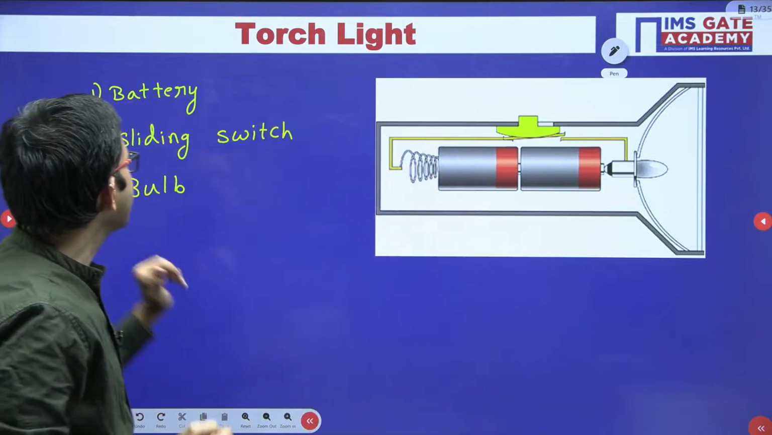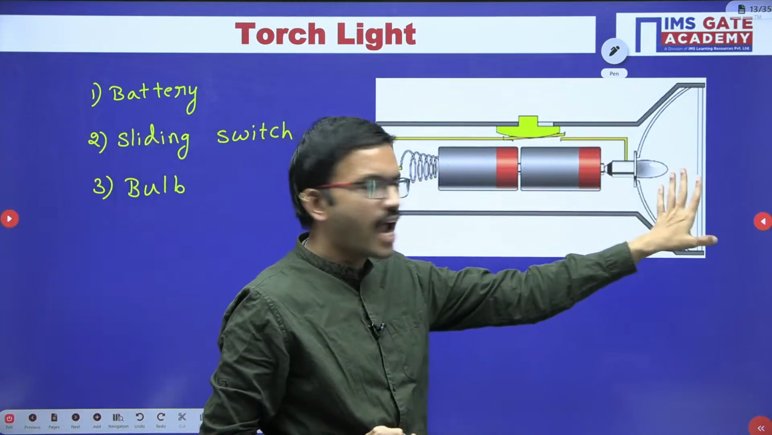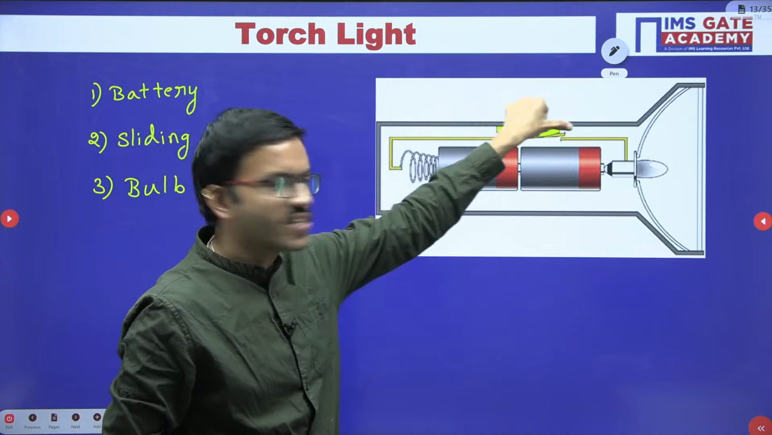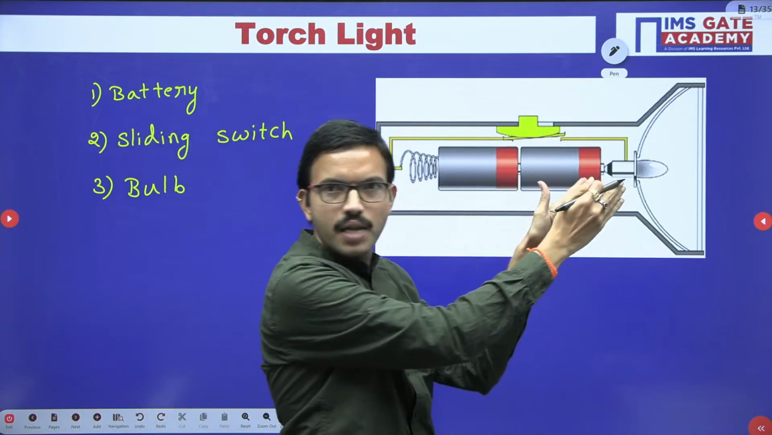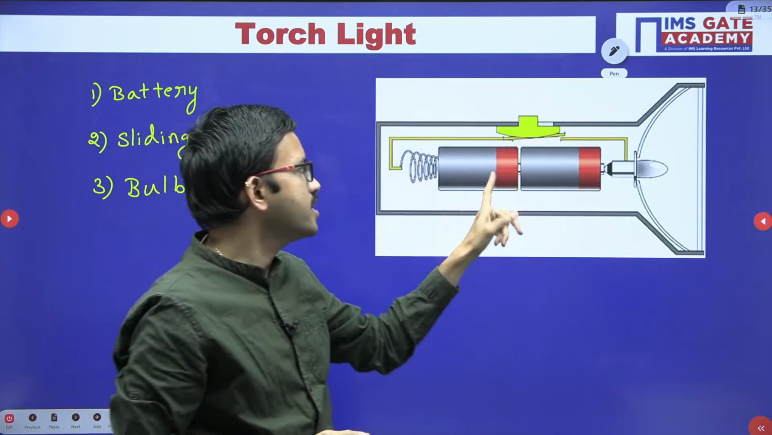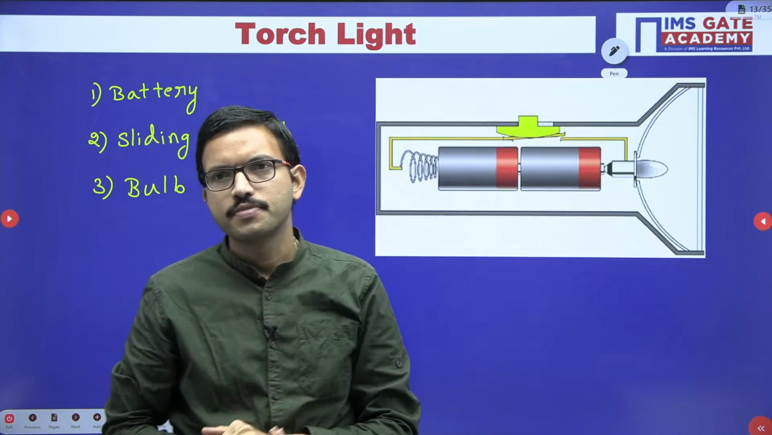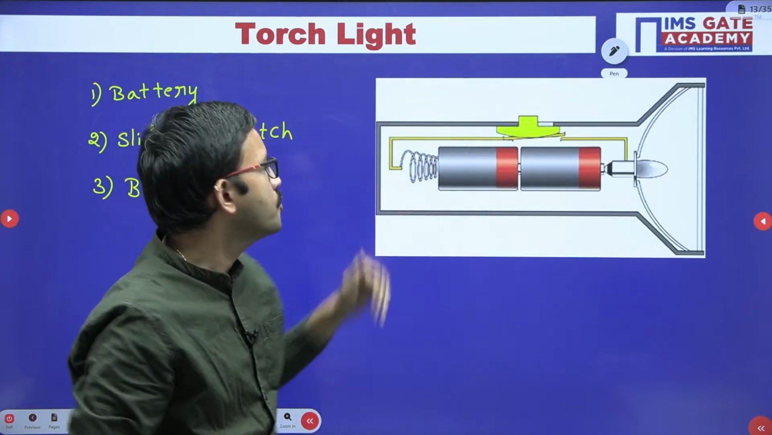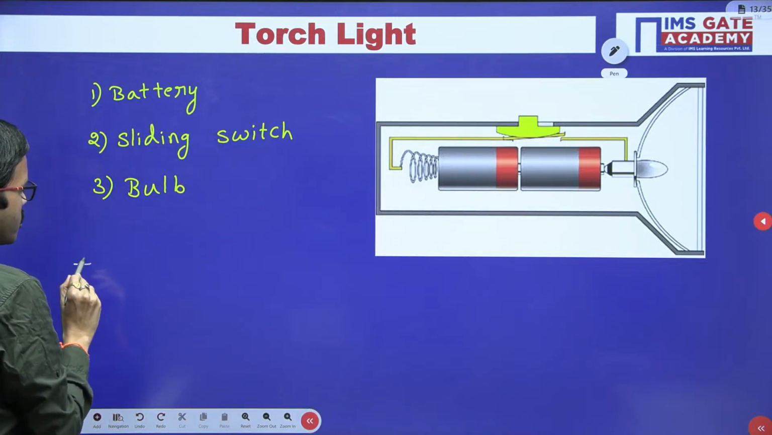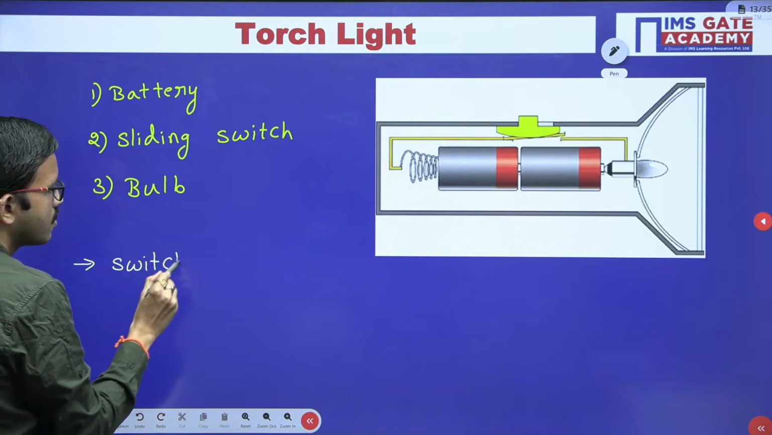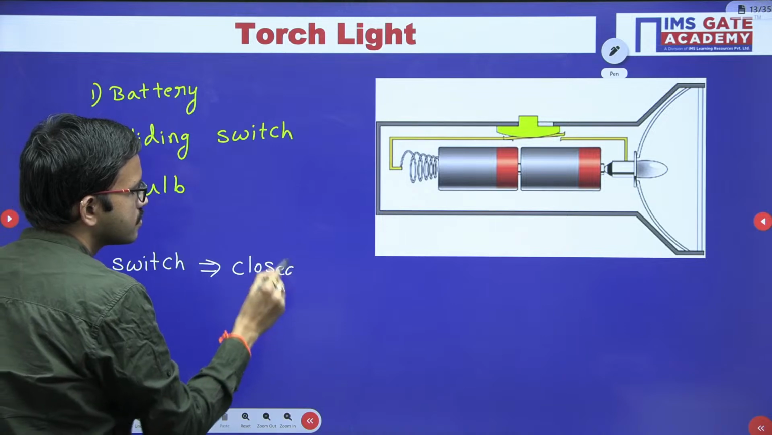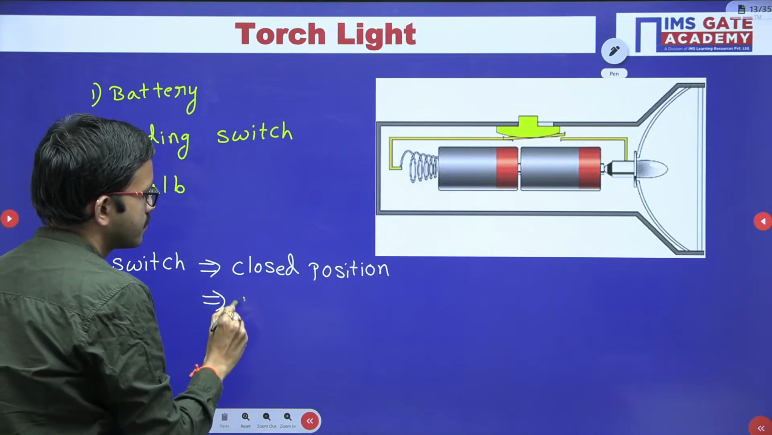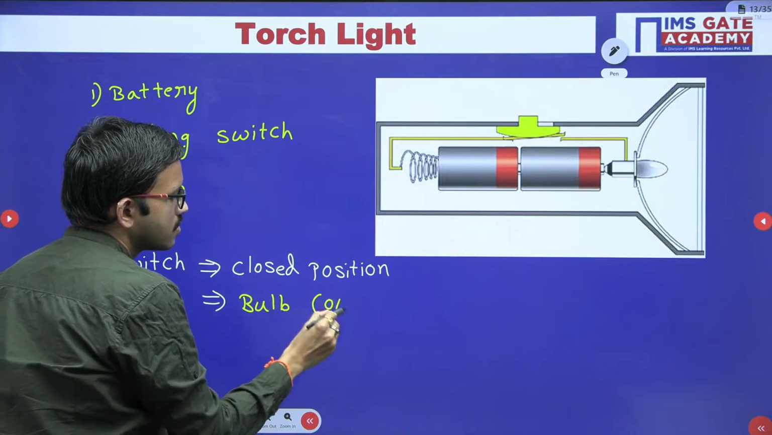See, the ultimate purpose is what? You have the battery, you have the bulb. Whenever there is a requirement, with the help of this sliding switch, say for example, if you move the switch towards the right-hand side, that means you are connecting the battery to the bulb. That means there is a closed path, and because of that the current will flow and the bulb will be on. So the switch is in the closed position, and at that time the bulb is on.